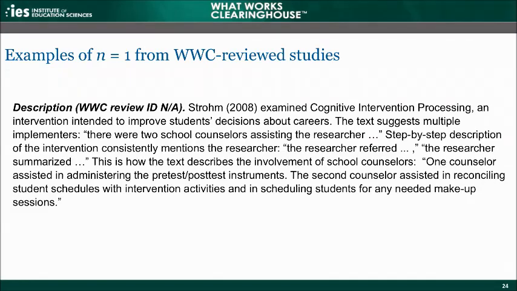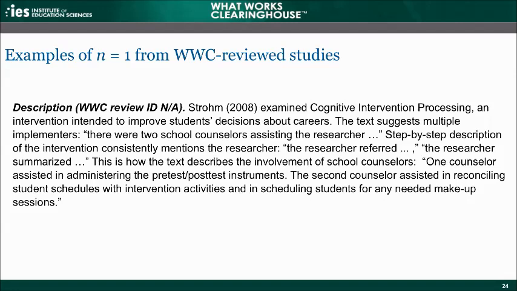This is our last example of n equals 1 from the WWC reviewed studies before we move on to some knowledge checks. In this example, a study examined cognitive intervention processing, which is an intervention intended to improve students' decisions about careers. The text suggests multiple implementers. For example, the text states that there are 2 school counselors assisting the researcher. The step-by-step description of the intervention consistently mentions the researcher and only one researcher. The researcher referred, the researcher summarized.